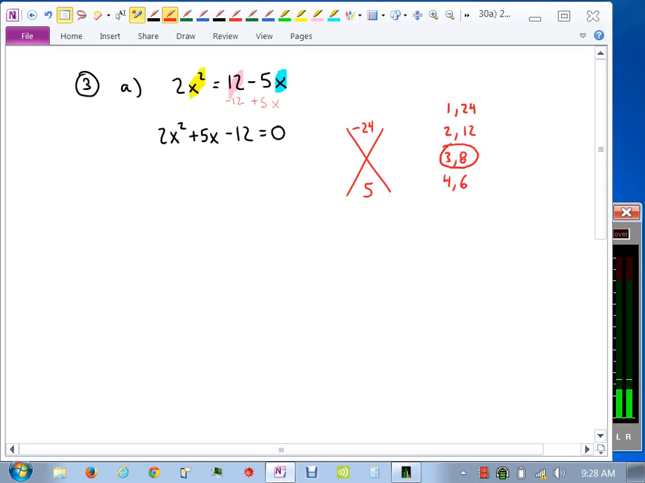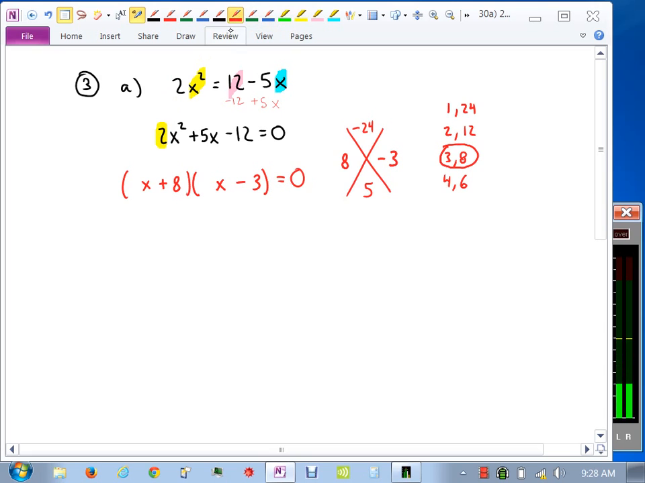I just need to get the sign correct here. I need a negative 24, but a positive 5. So if I make a positive 8 and a negative 3, that should multiply to be negative 24 and add up to be 5. So at this point, I'm going to use that super shortcut method I showed y'all. I put the 8 here, put plus, put the 3 here, put minus. I put my x in front here, x in front. I leave a space.